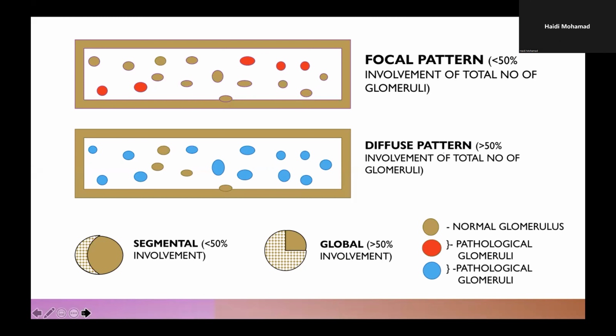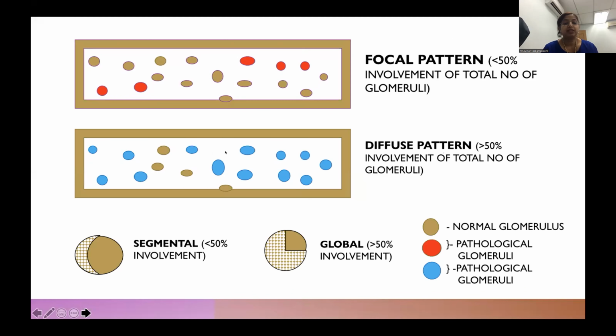Okay, so let's understand what is focal pattern and diffuse pattern. When we have an entire strip of tissue, focal is when you count the total number of glomeruli and the number of lesions that you see have to be less than 50%. You address it as a focal pattern, okay? So this is for the whole core. Please don't confuse this.